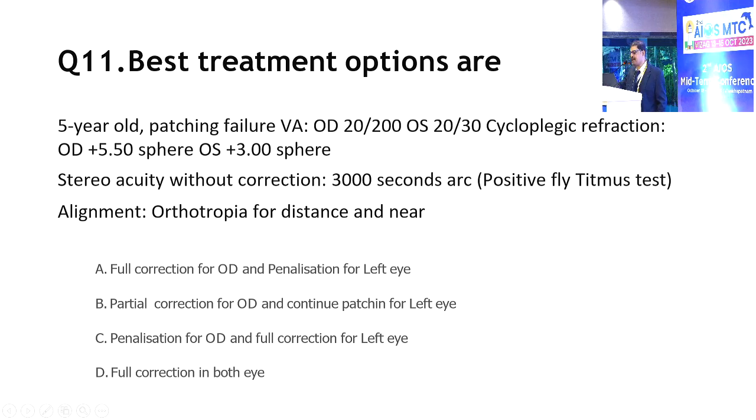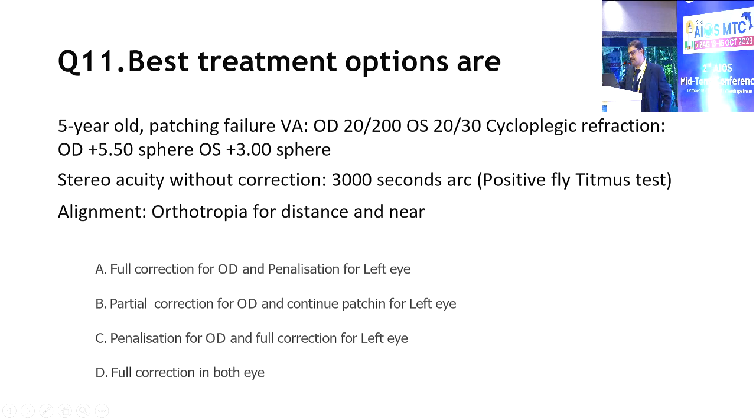Question number 11. Best treatment option for a 5-year-old with patching failure. Visual acuity: right eye is 20/20 and left eye is 20/30. Cycloplegic refraction is right eye plus 5.5 sphere and left eye plus 3 diopter sphere. Stereo acuity without correction is 3000 seconds of arc. The kid is only able to identify the fly wings, nothing else. Alignment is orthotropia for distance and near.